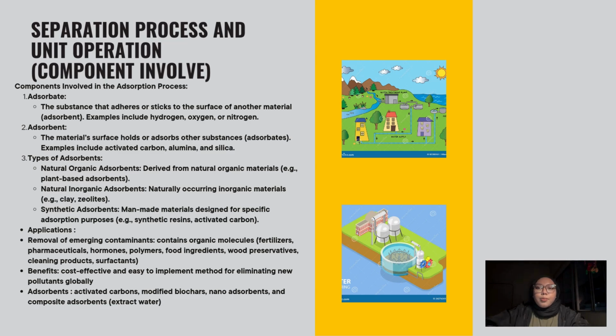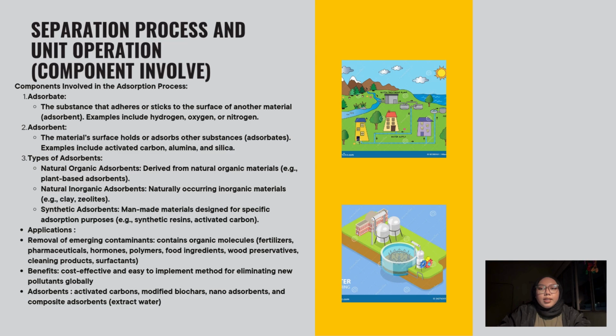So these are the components involved in the adsorption process. The first one is adsorbate. The substance that adheres or sticks to the surface of another material, which is the adsorbent. Examples include hydrogen, oxygen, or nitrogen. The second one is adsorbent. Adsorbent is a material whose surface holds or adsorbs other substances, which are the adsorbates. Examples include activated carbon, alumina, and silica.